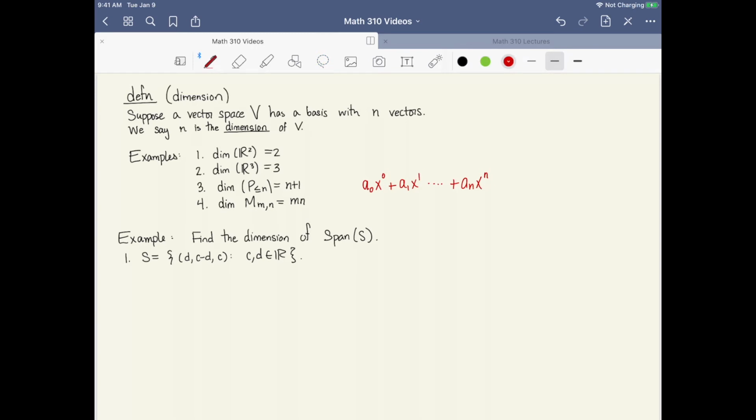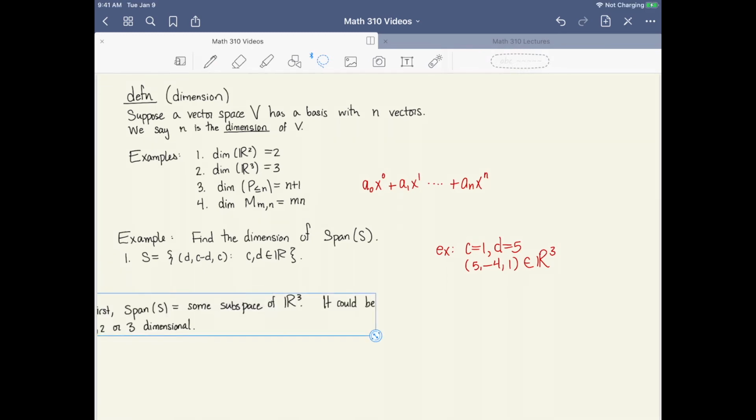C and D are supposed to be real numbers. So for example, we might take C equal to 1 and D equal to 5. That would mean I would be looking at something like 5, minus 4, 1. And that would be a tuple where I have 3 numbers, so we're talking about something that's in R3. So the first thing for me to notice is that I'm talking about a subspace of R3.